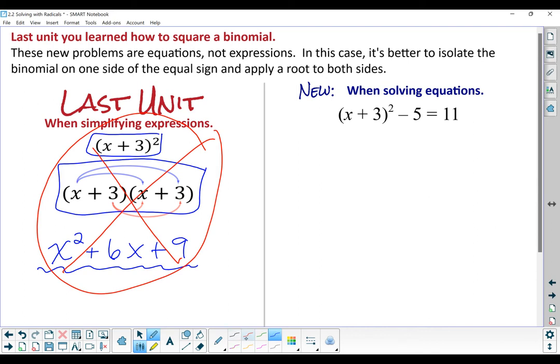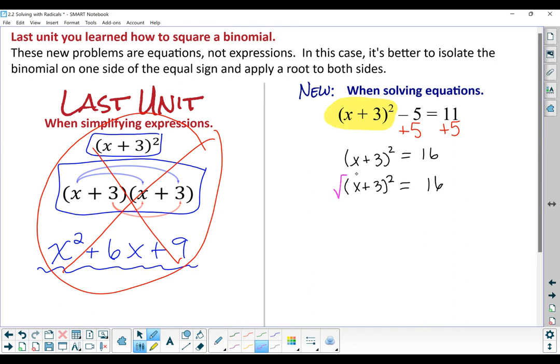As we work with these equations, our goal is going to be to isolate the square. So here's my square. I have an x plus 3 that's squared. If my goal is to isolate that square, then I need to add 5 to both sides of my equation. That gives me the equation x plus 3 squared is equal to 16. Now I'm ready to apply the square root to both sides of that equation.